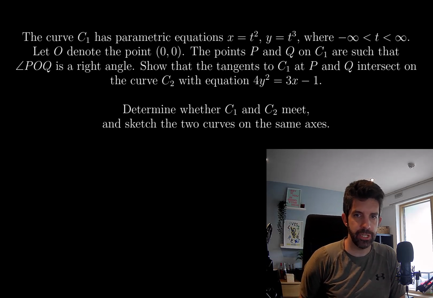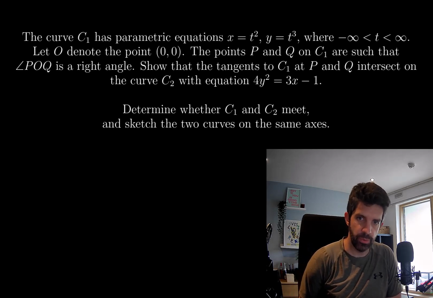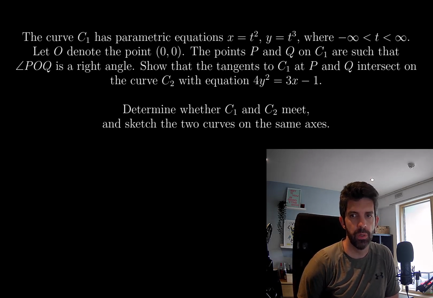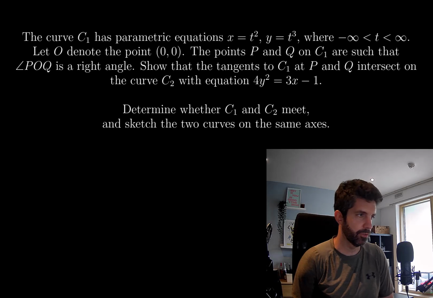Show that the tangents to C1 at P and Q intersect on the curve C2 with equation 4y squared equals 3x minus 1. Determine whether the curves C1 and C2 meet and sketch the two curves on the same axis.